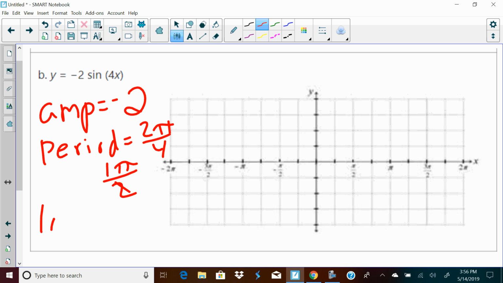And then my locator point is going to be 0, 0. So my graph will start at 0, 0. It's got an amplitude of 2, but it's going to go down first because it's negative. And it's going to be in between because it breaks it into 4. So in between this one, 1, 2, here. So one cycle looks like that.